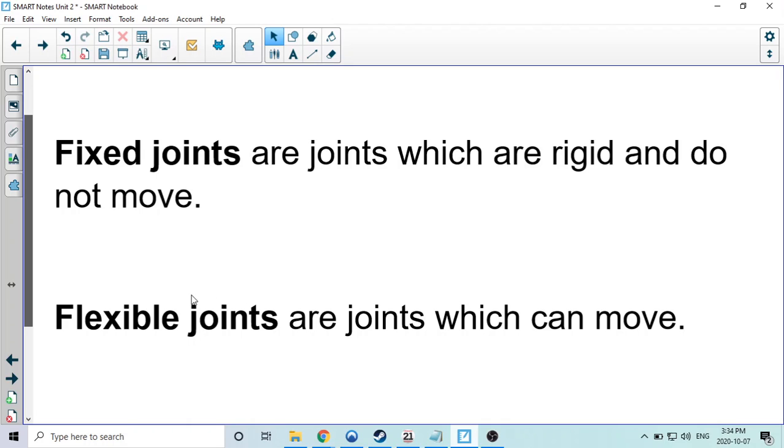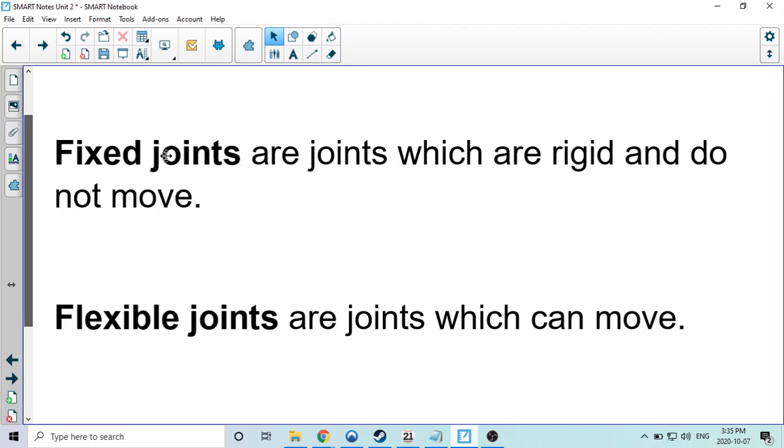Like your shoulder. You wouldn't be able to move your shoulder if it was fixed. It would just be stuck. You wouldn't be able to move your arm. Hinges on a door are an example of a flexible joint. If they were fixed, you wouldn't be able to open the door, right? Anything where the joint is moving is flexible.